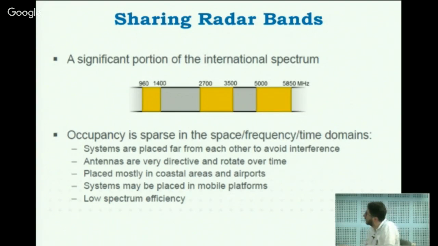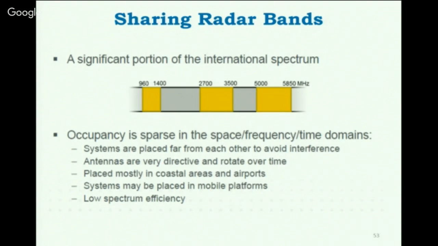As far as I'm aware, these are the bands where radar systems are active. I'm not saying a specific radar system, but there is some radar activity in the band from 960 to 1400 megahertz, then around 3 gigahertz, and then around 5. So we take the concept of spectrum sharing and target the 960 to 1400 megahertz. If you want to share radar spectrum, these are the bands you should look into, because that's where you have radar operations.